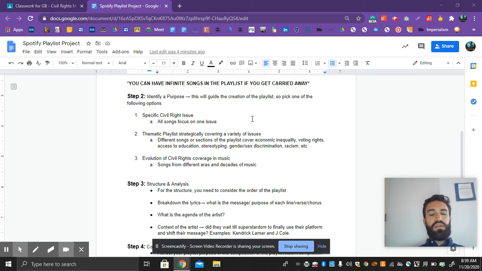And the last one, which could be interesting, would be the evolution of civil rights coverage in music, right? So having songs from different eras, the 60s, the 70s, the 80s, the 90s. And I'd even say if you want to interpret the evolution of civil rights coverage in music to be how different genres cover it, so if you wanted to do a country song, a rap song, a rock song, go for it. That's fine as well. So I'll let you be a little bit more loosey goosey with option three. Just make sure you're covering a general movement of music, right?